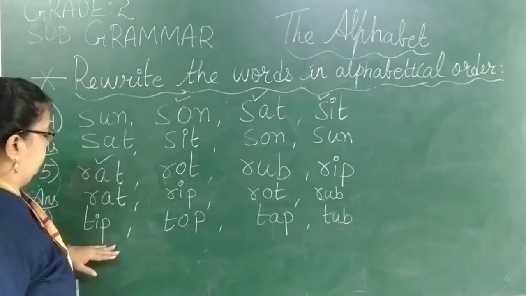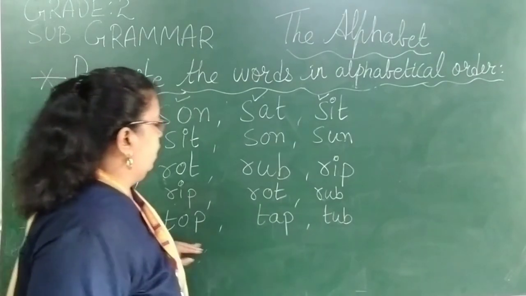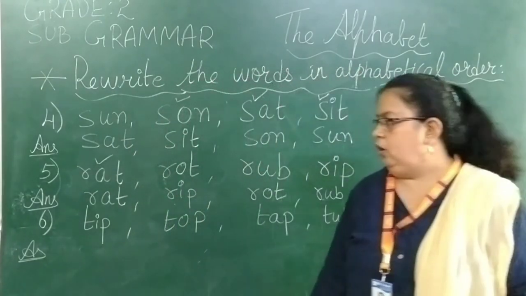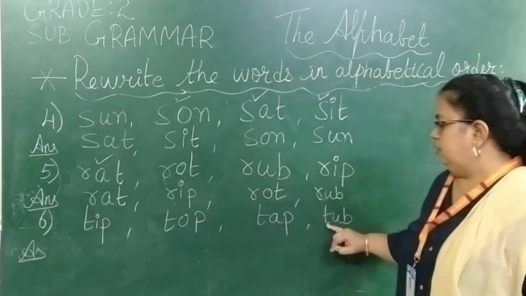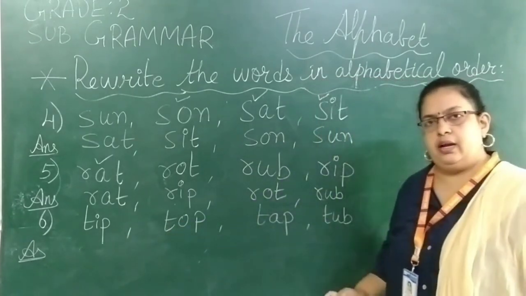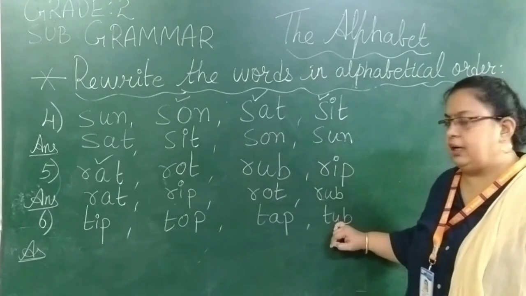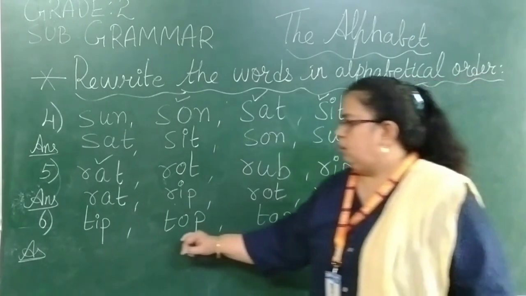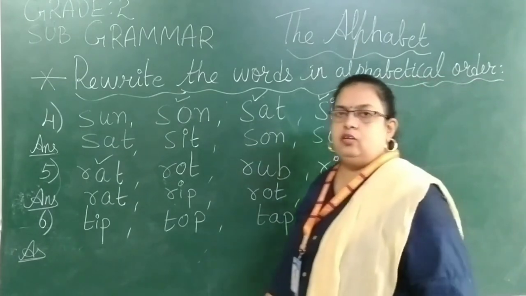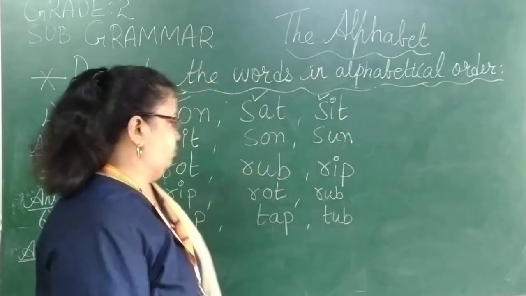Number 6. Tip, tap, top and tub. According to alphabetical order, which letter? See, first letter is same. First letter सबका same है. तो क्या करना है आपको? आपको second letter देखना है. U, A, O and I. तो क्या first आता है? Yes, A. तो you have to write tap. T-A-P, tap.